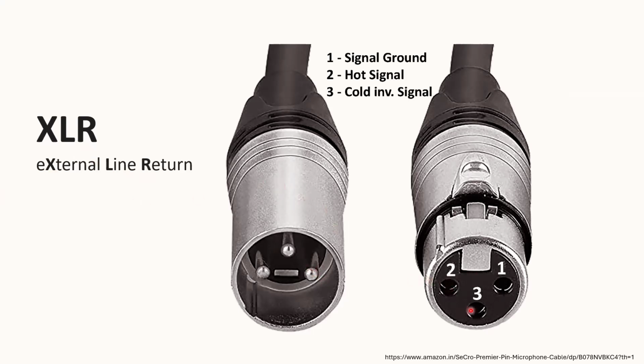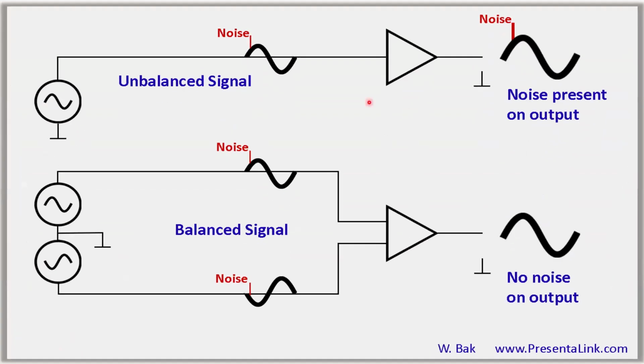So here's the female version of that, pin 1, 2, and 3. And here is the corresponding male version. So they plug into each other. And pin 1 is a signal ground. It can be lifted. Sometimes it's lifted on purpose to get rid of some noise. So the one here, pin 2, is hot, and here is cold. Okay, what do we mean by all that stuff?